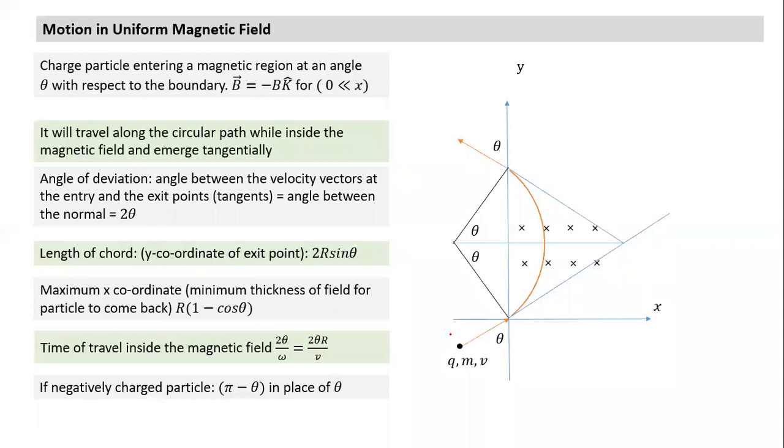Now, the only thing is, if this charge was positively charged, it will turn towards the left. What would have happened had it been negatively charged? It would have turned towards the other direction. What kind of motion would it have had?